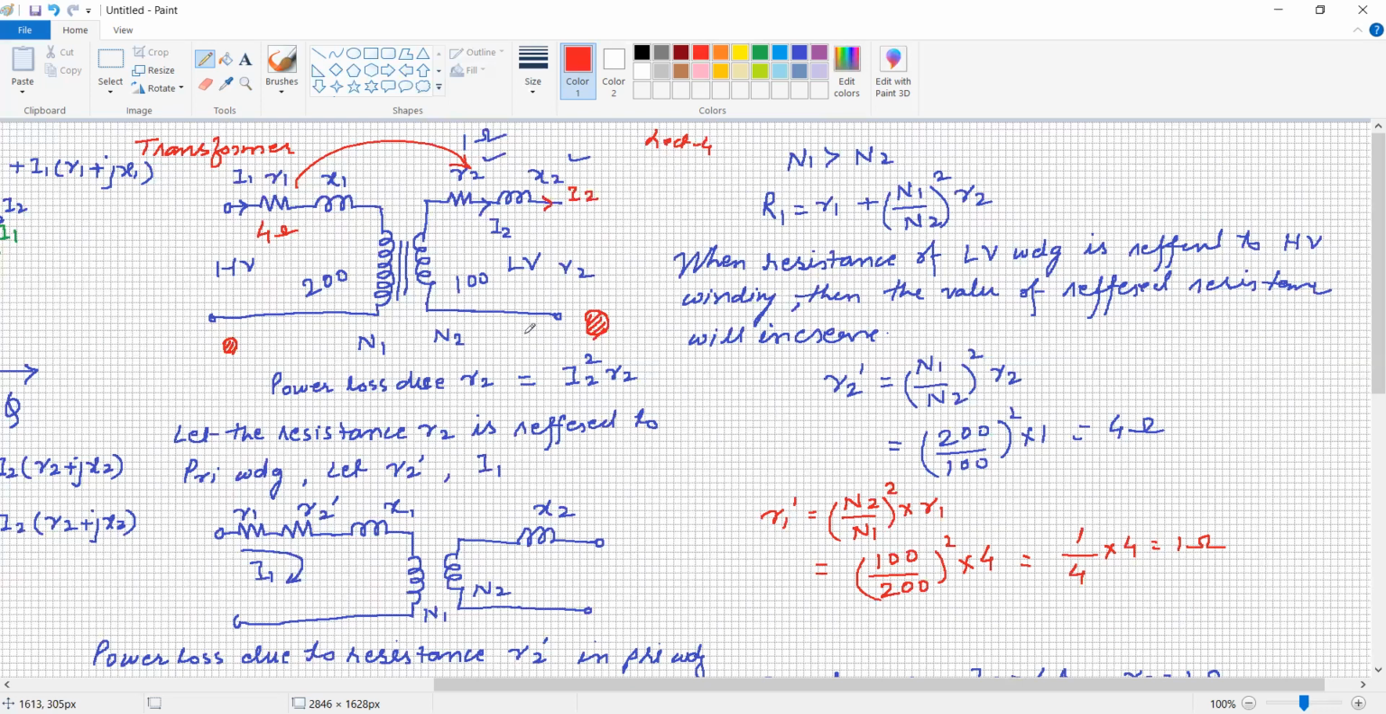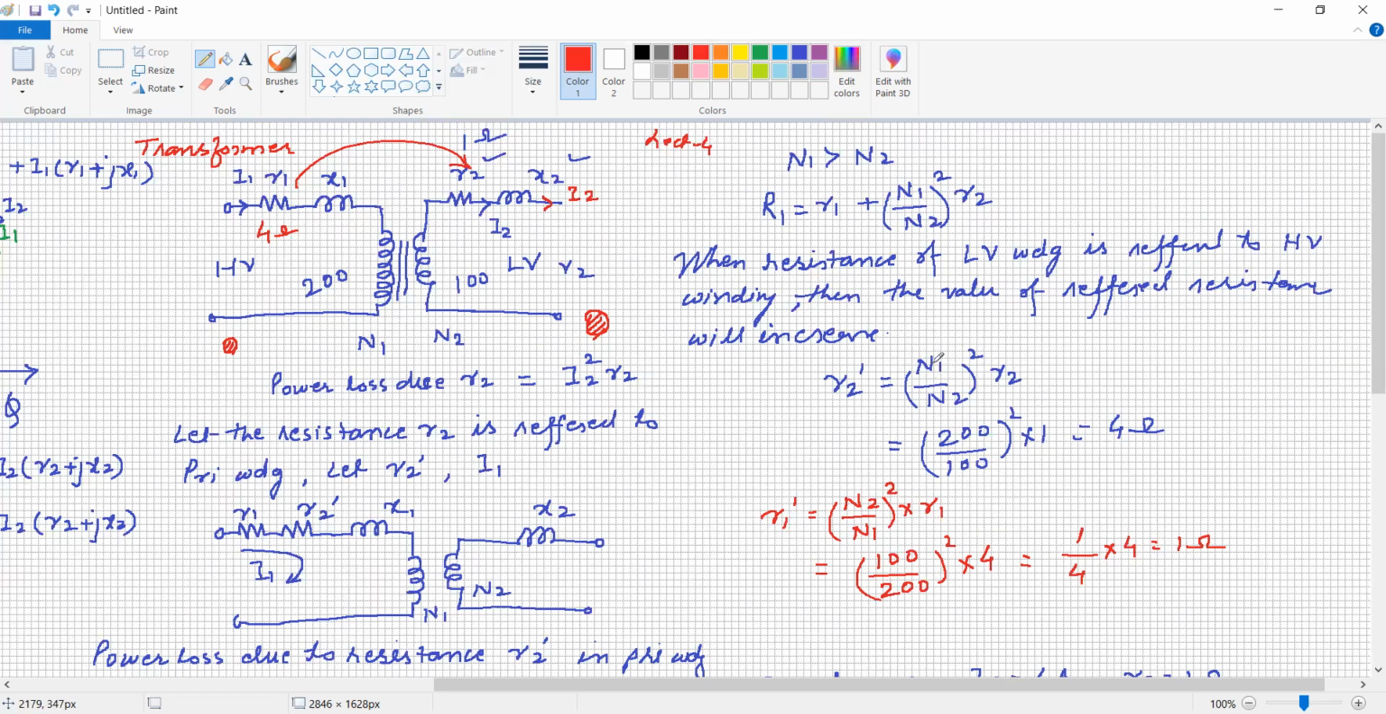Now it will become very clear with the help of some examples. It is quite interesting and simple also. Just remember, do not get confused in referring the value. When the resistance and reactance are referred from low voltage winding to high voltage winding, the value should increase. If you know the concept that resistance increases when referred to the high voltage side, you can decide very well whether the ratio is N1 upon N2 or N2 upon N1. When referring from low voltage to high voltage, the ratio should be greater than 1.